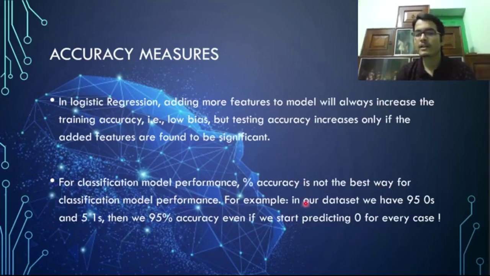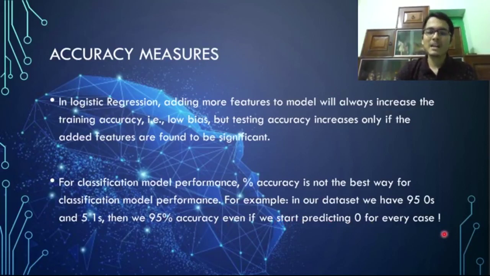For example, in our data set we have 95 zeros and 5 ones. Then we have 95% accuracy even if we predict 0 for every case. Did you understand this? By coincidence, if in our training database we have 95 zeros and 5 ones, then even if our model is so bad that it always predicts 0, we still have 95% accuracy. So even after creating a very disastrous model, we are getting 95% accuracy.